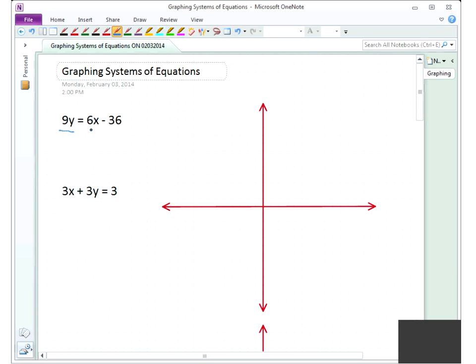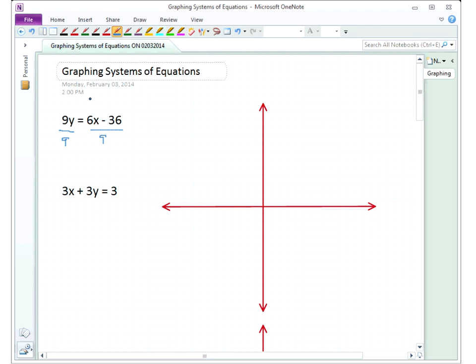you're always going to do the opposite of whatever they're doing to the variable that you want to isolate. So here you can see 9y, they're just multiplying the y by 9. So that's not too bad. All I have to do is the opposite of what they're doing to the variable I want to isolate. In this case, I'm going to divide each side by 9.